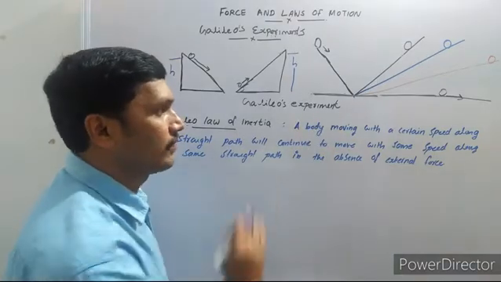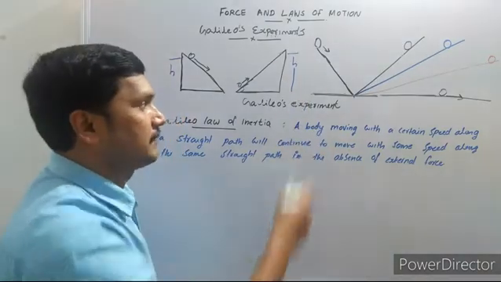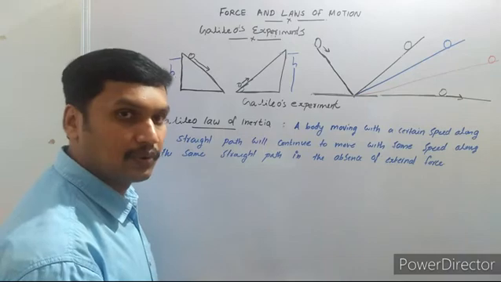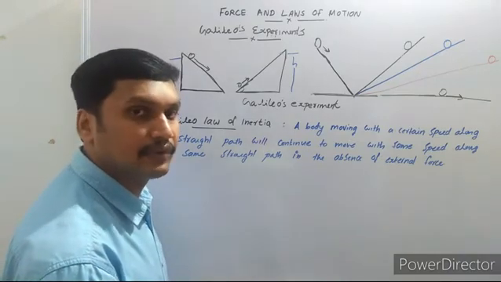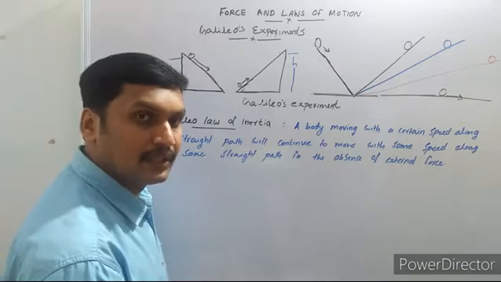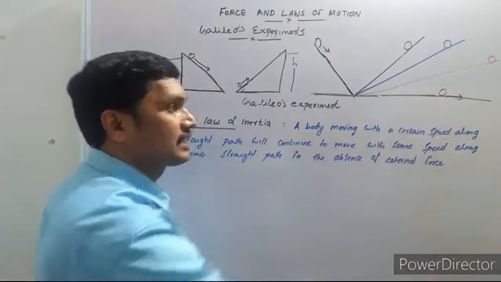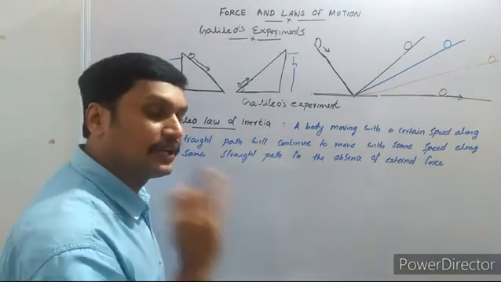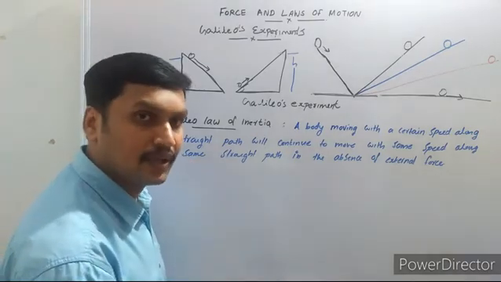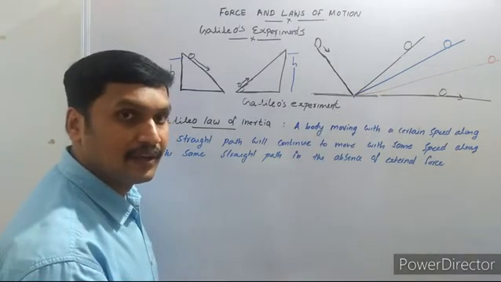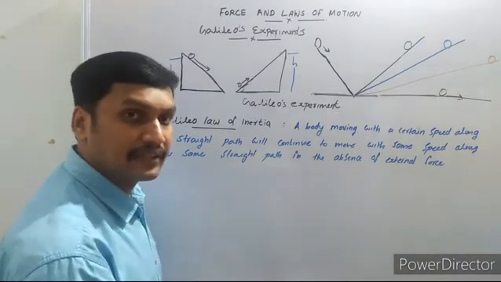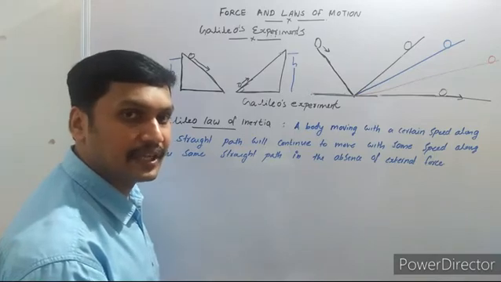From all these observations, from this experiment, Galileo concluded that no force is required to maintain uniform motion. If there is no external force acting on a body, it will continue its state of rest or uniform motion unless it is acted on by some external force. And that is termed Galileo's Law of Inertia.